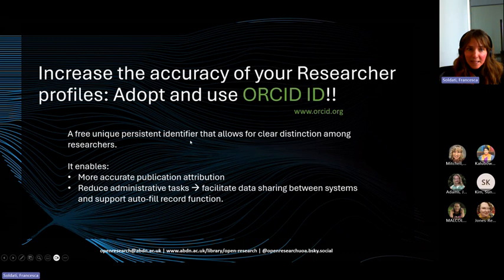An ORCID ID is a unique persistent identifier that allows for clear distinction among researchers. When you register for an ORCID ID, they give you a number, and this number is going to be yours for all your career. If you use this number once you submit your publication to a journal, there is not going to be any more problem of misattribution of your publication. Okay, so sorry I repeat this in every presentation, but I think ORCID adoption is really important.